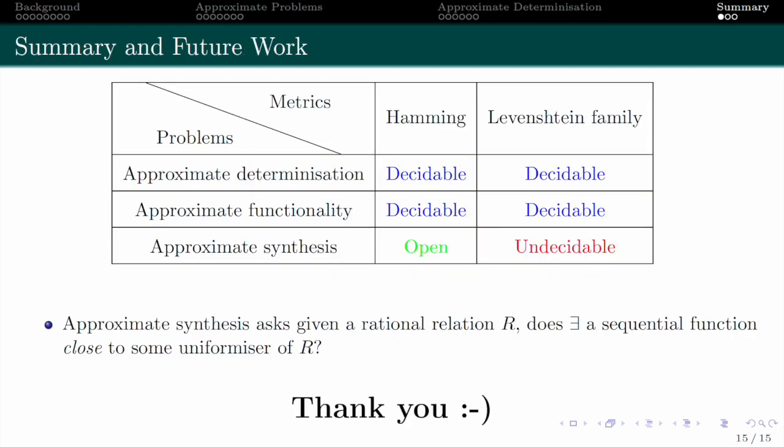So these are our results, and one of the future works is approximate synthesis or sequential uniformization. In exact synthesis, you are given a rational relation and you ask, does there exist a sequential uniformizer of R? While in approximate synthesis, you are given a rational relation and you ask, does there exist a sequential function that is close to some uniformizer of R? A uniformizer of R is a function that is a subset of R and also has the same domain as that of R. Now this exact synthesis is known to be undecidable, and we prove that approximate synthesis is undecidable with respect to Levenshtein family of distances and is still open for Hamming distances.